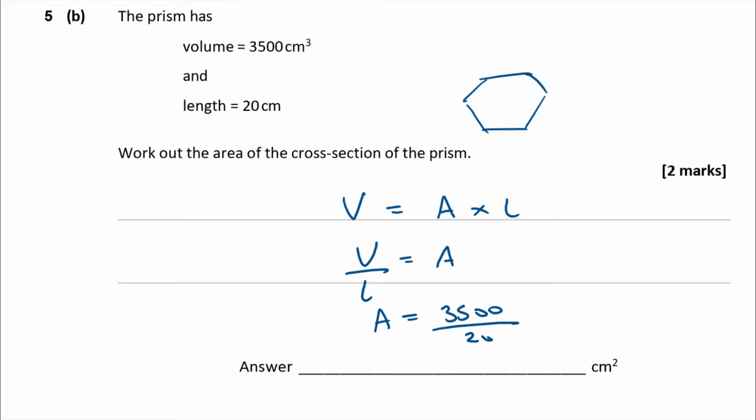So what is 3,500 divided by 20? Well, I'm going to scratch that 0 with that and divide 350 by 2 then. So half of 300 is 150 and half of 50 is 25. So I think that's 175, isn't it? So it's going to have 175 square centimeters as its area of its front face.